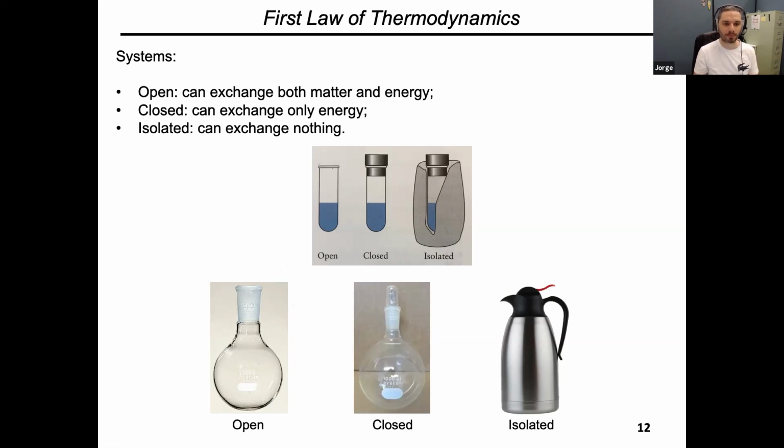Second kind of system is called closed system. Now, what we are going to do is to add a cap to our flask. And in this situation, the system can exchange only energy. Matter cannot escape the system and also not get in the system because of the cap. However, energy can flow in and out of the system through the walls.